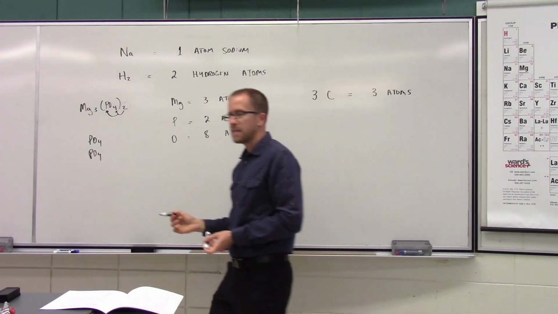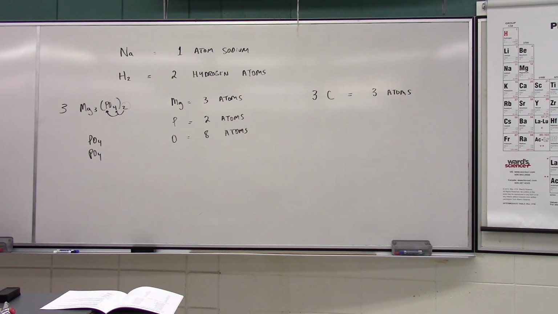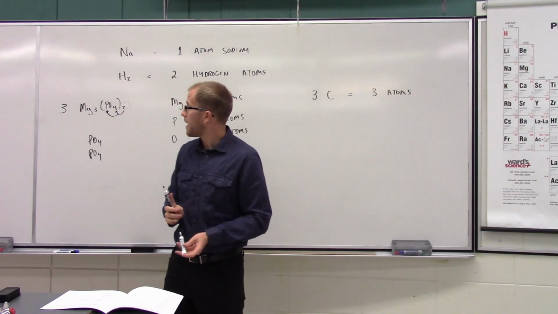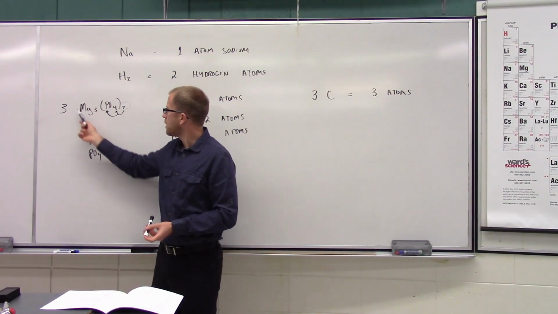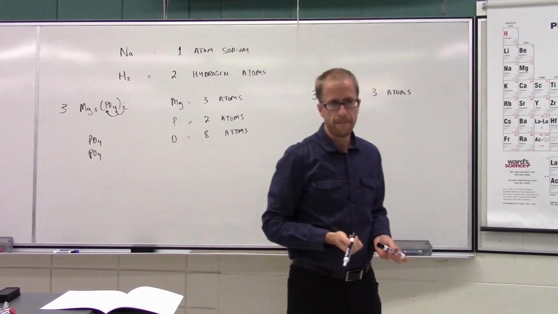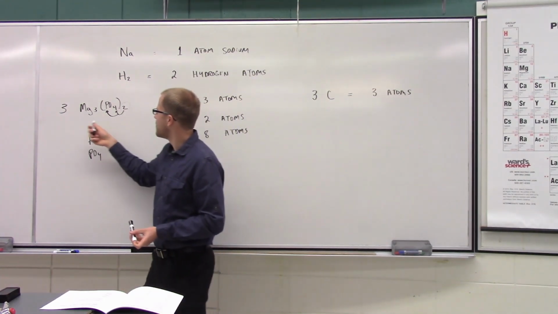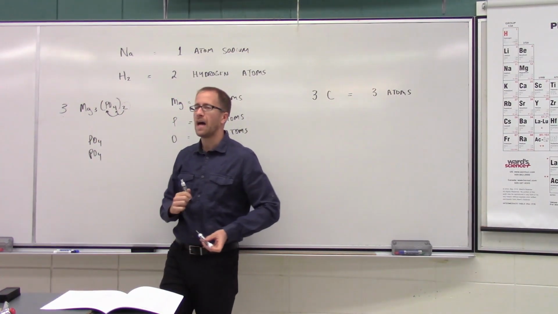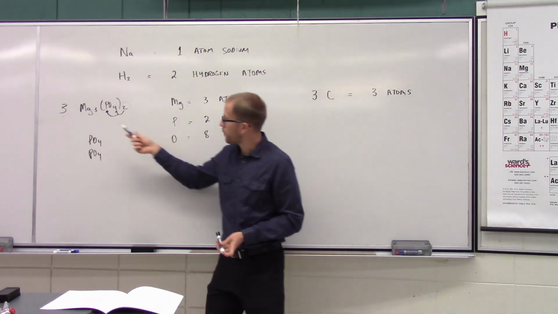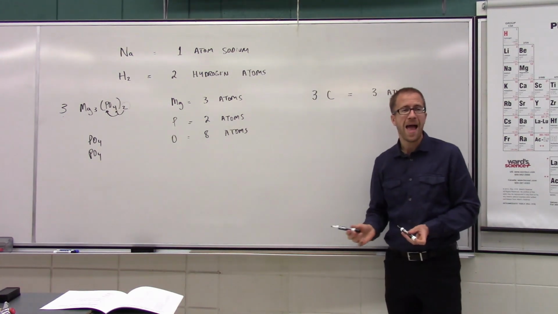But what if I stuck instead a 3 here? What is that saying now? Yeah, that's saying we have 3 formula units of magnesium phosphate. Okay? So the coefficient will tell you how many of that thing follows it. So if it was a formula unit, it's saying you have 3 formula units. If it was a molecule, you have 3 molecules. If it's an atom, you have 3 atoms.